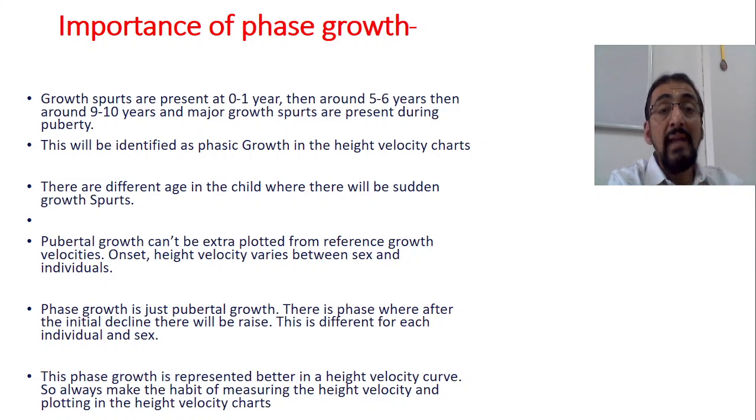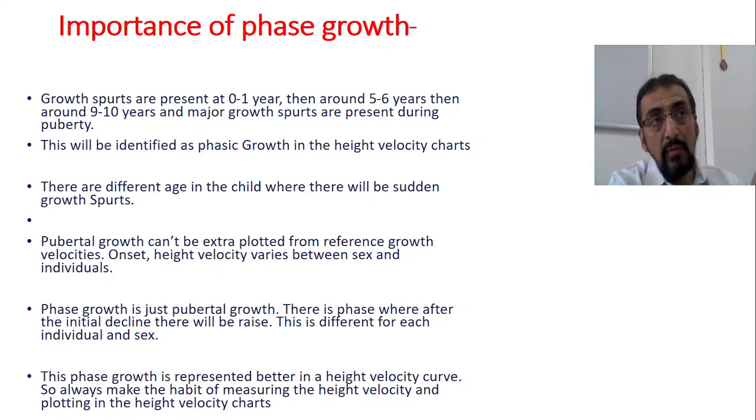There are different ages in the child where there will be a sudden growth spurt that I have identified already: 0 to 1 year, then 5 to 6 years, 9 to 10 years, and puberty. Pubertal growth cannot be extrapolated from the reference growth velocities. Onset height velocity varies between sex as well as individuals. Phasic growth is just a pubertal growth. There is a phase where after the initial decline there will be a rise. This is different for each individual as well as sex.